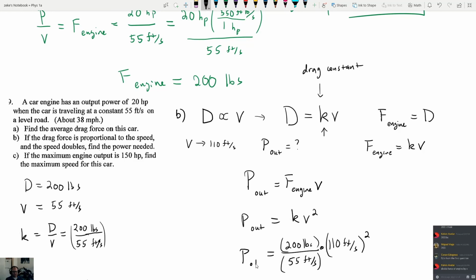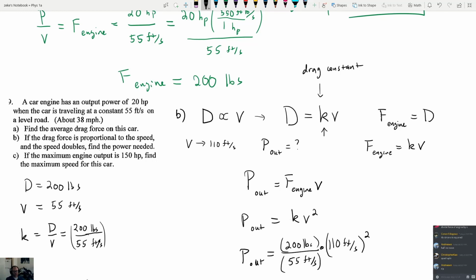Before I even calculate this, I want you all to make a prediction. What do you think is going to happen to the output power of the car? In order to double the speed, do you think we should double the power, quadruple the power, triple the power? What do you think we need to do? It's 4 times since V is squared. Conan is exactly right. That's right. Because the power is proportional to velocity squared. If the velocity doubles, the power has to go up by quadruple, right?